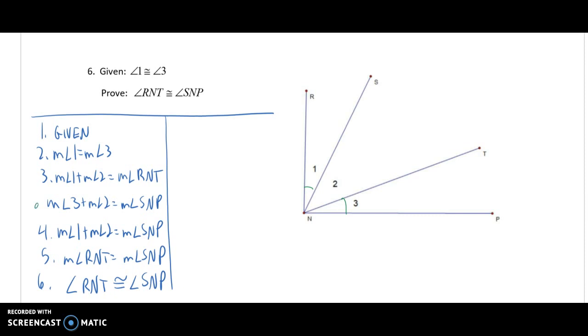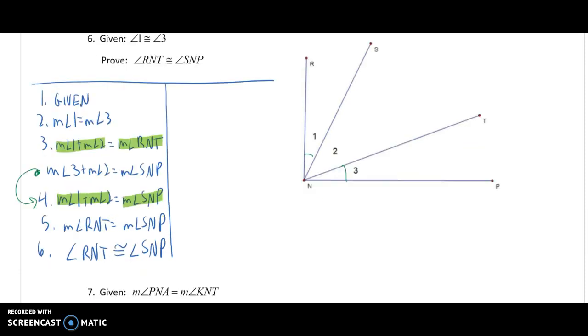And then we're going to take this statement and alter it a little bit. Since 3 is equal to 1, we're going to plug 1 in for 3 to get this statement. And now I see that RNT is equal to 1 plus 2. 1 plus 2 is also equal to SNP. So by the transitive property, these two are equal to each other. And then definition of congruent angles, we get them to be congruent because that's what we're trying to prove.